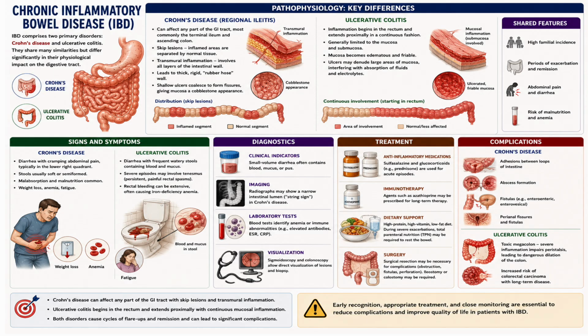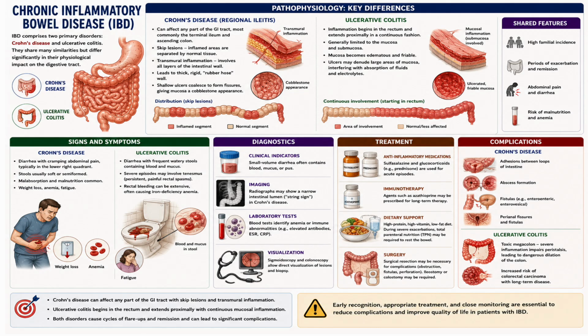Now let's talk about chronic inflammatory bowel disease, IBD. IBD encompasses two primary disorders. You have Crohn's disease and you have ulcerative colitis. While both of them have high familial incidence, their pathophysiology differs in tissue involvement.